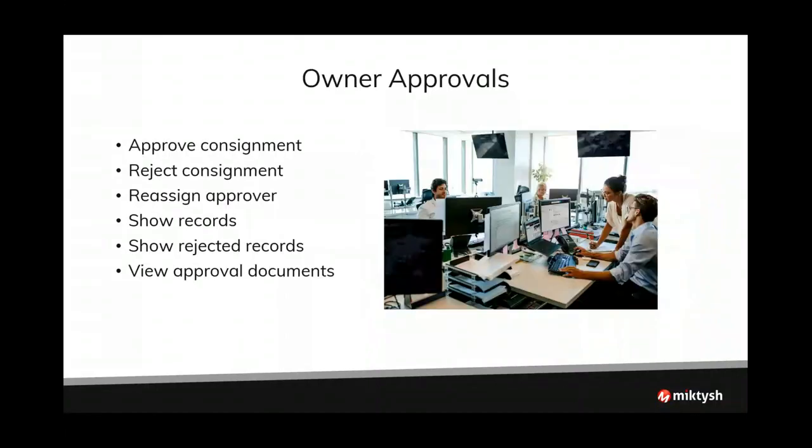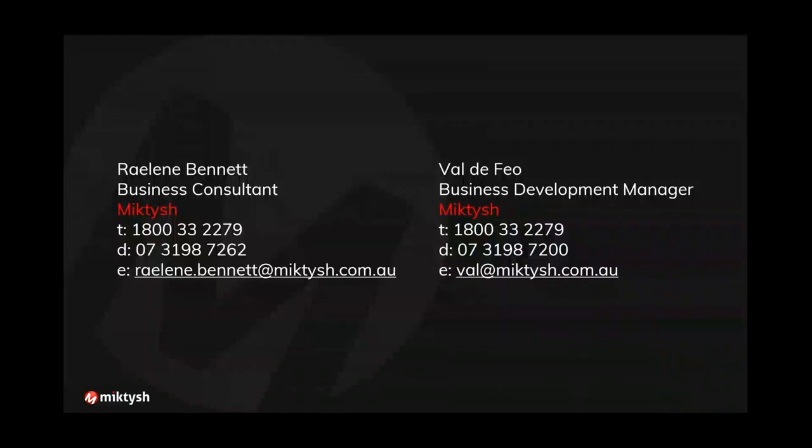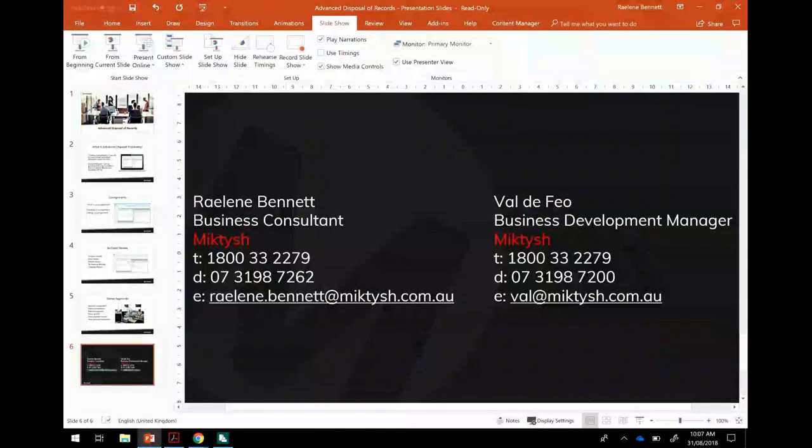In terms of owner approvals, I'm going to show you what happens when an owner needs to approve a consignment, and how it can be rejected. So you can approve, reject, and reassign as an owner. They can also view the records; there's a show records function available to do that. They can show what's been rejected under the consignment, and they can also view approval documents attached to those. I'll come back to that slide shortly, and we'll start having a look at what it is that I'm talking about.